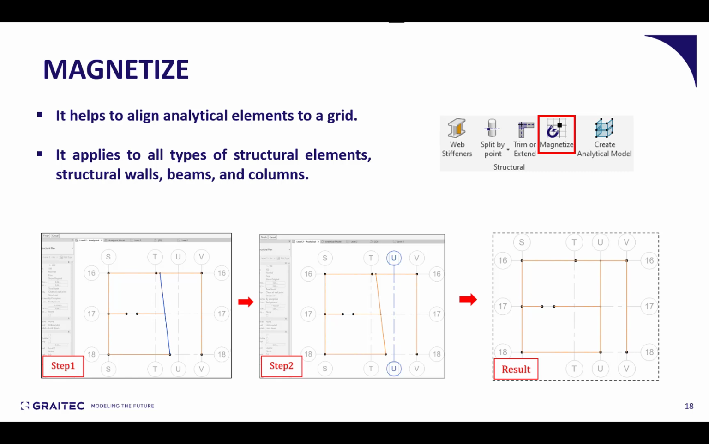Magnetize, I will show this command in a short video. It will help to link some objects, especially analytical members such as beams or columns, to grids. Just select a grid and the analytical member, and the object will be moved and translated to be perfectly aligned with the grid. It's a way to easily converge to a connected structural analytical model.